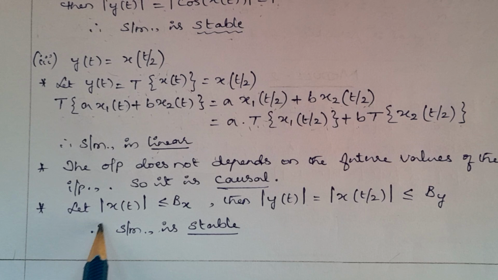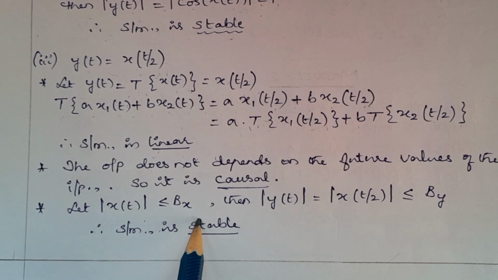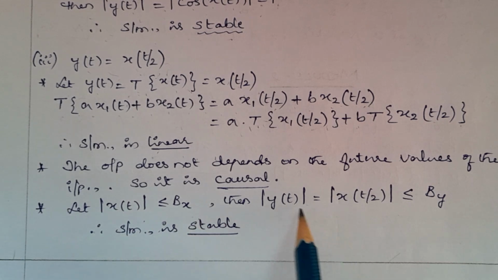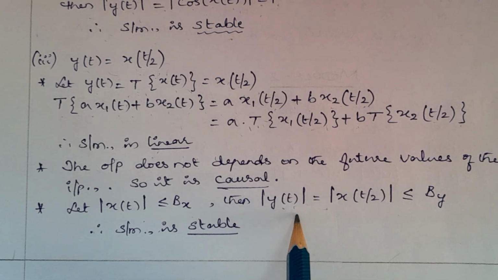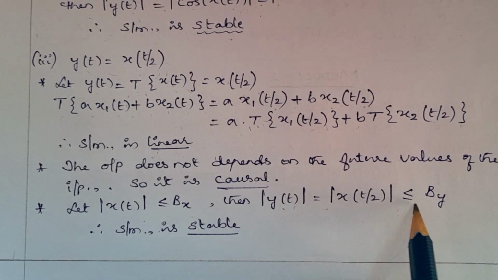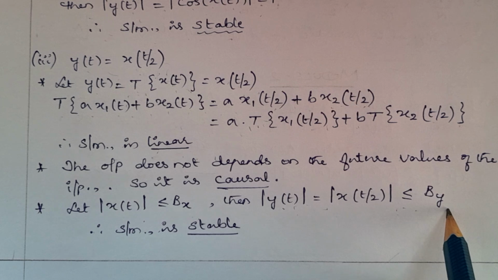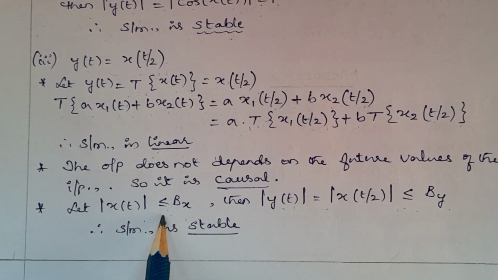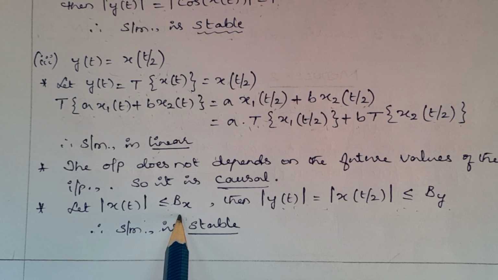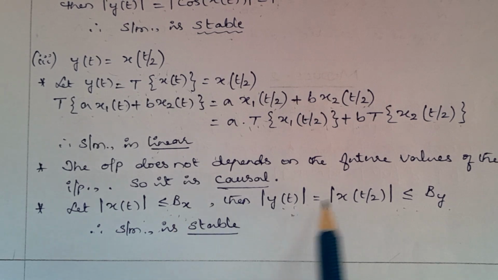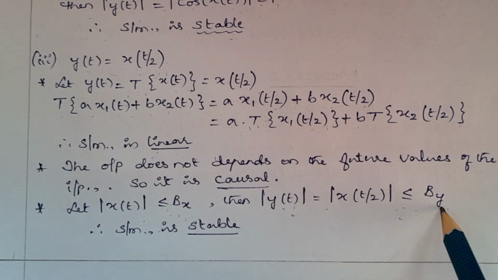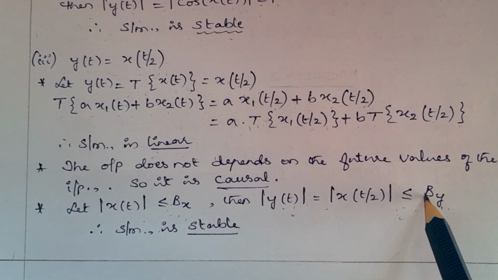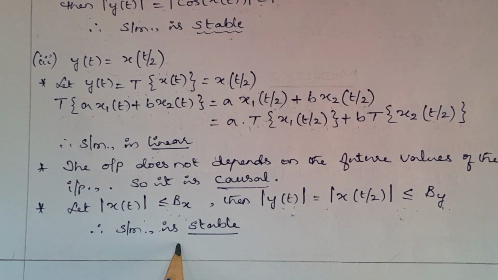Then mod of x of t is less than or equal to bx. Then y of t, the output x of t by 2, is very much less than or equal to bx by 2. Input is less than or equal to some finite value. Then output is also less than or equal to some finite value. So then this system is a stable system.